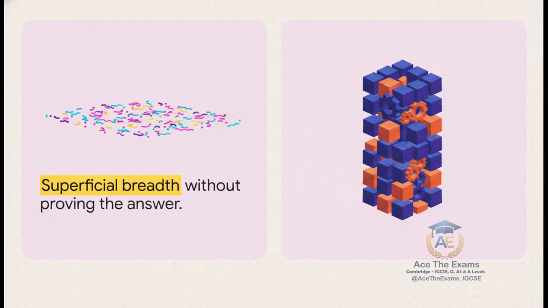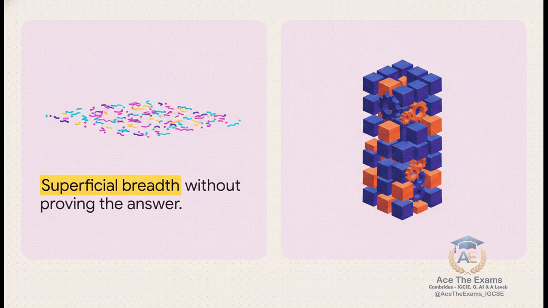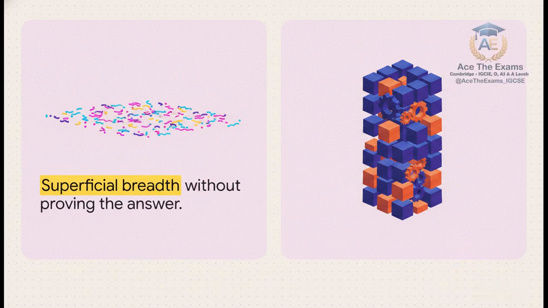And this brilliantly illustrates the difference between how average students and top-tier candidates think. On the left, we've got superficial breadth, basically just trying to do a little bit of everything without actually proving any of it. But on the right, we have analytical depth.